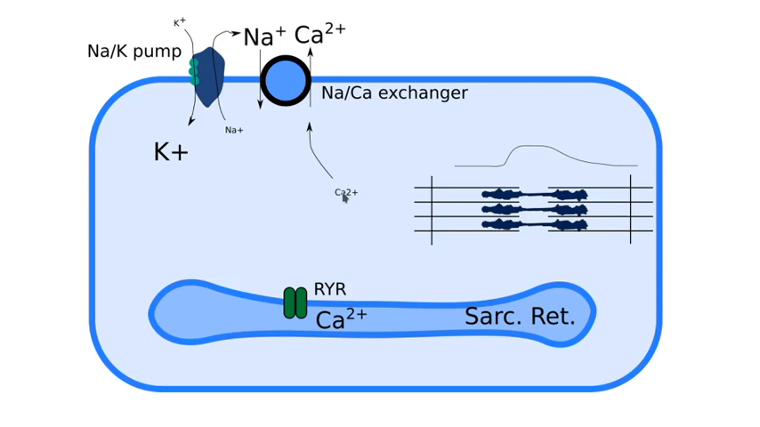Calcium is kept low because calcium is a key signal in all sorts of intracellular processes. There's two ways it's kept low intracellularly. It's pumped into the sarcoplasmic reticulum, but it's also pumped out of the cell using the sodium-calcium exchanger. The sodium-calcium exchanger uses the inward driving force on sodium ions to push calcium ions out of the cell.